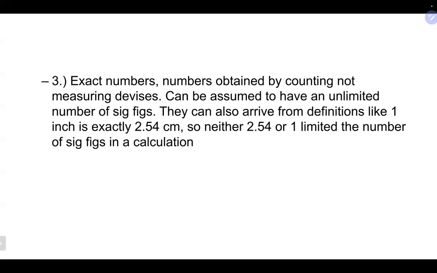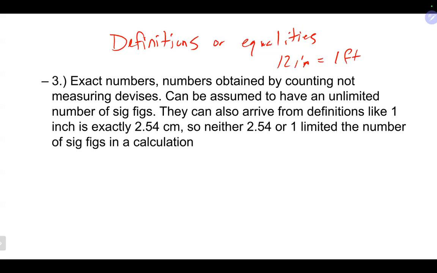The other way that we find exact numbers is what are sometimes referred to as definitions or equalities. Definitions in chemistry are really equalities, like 12 inches is equal to 1 foot. That is what is referred to as an equality. It is two values on different scales that represent the same amount of something, and those are considered basically exact numbers. So what is the deal with exact numbers?